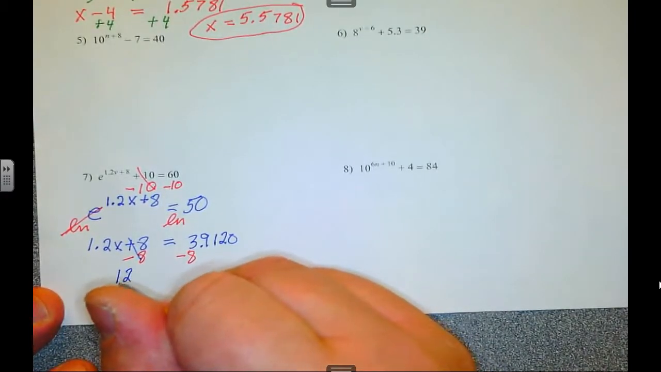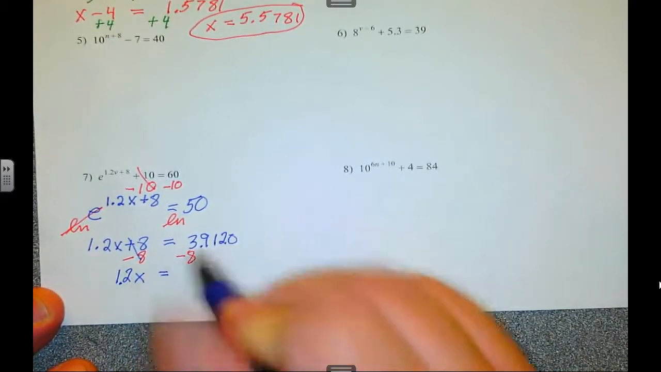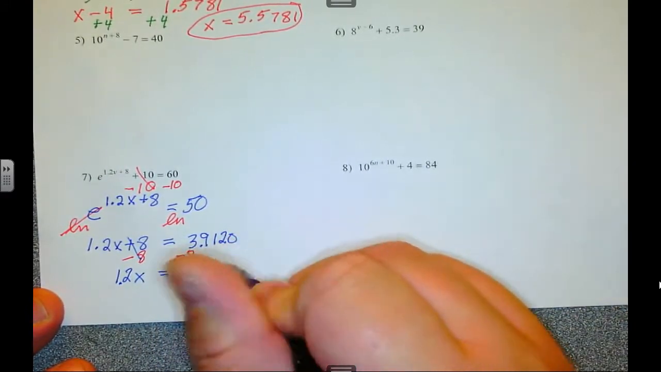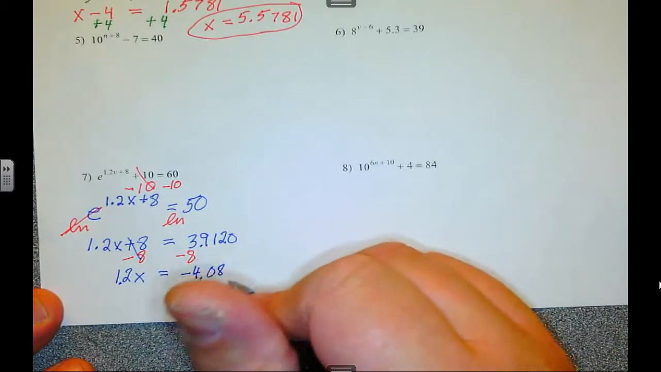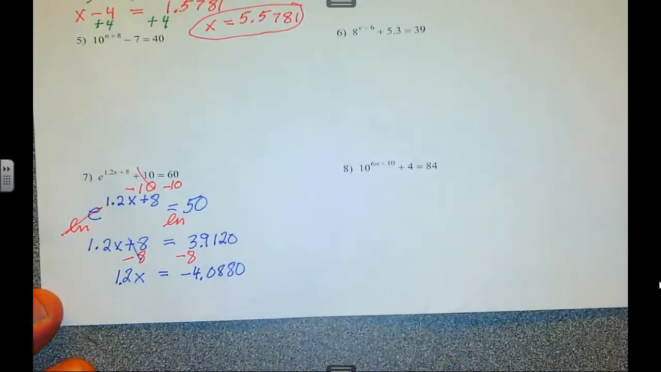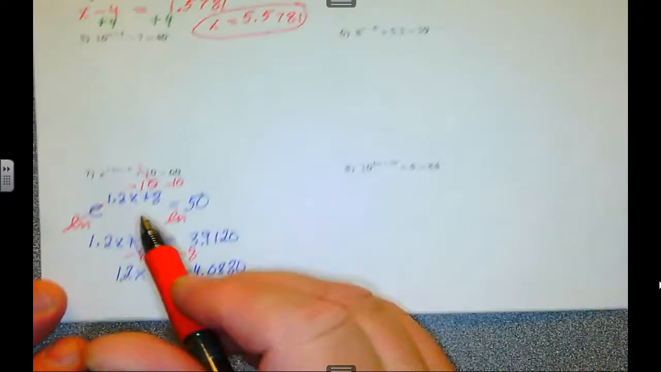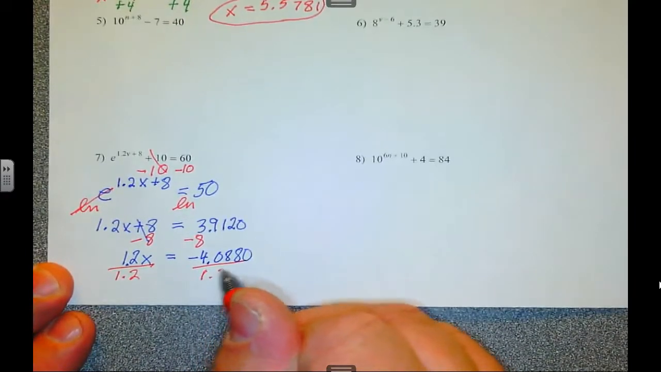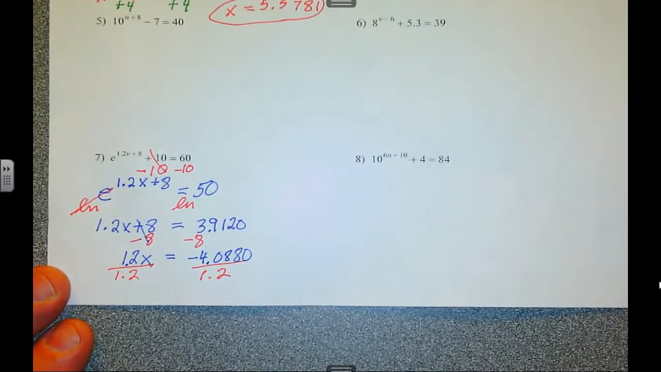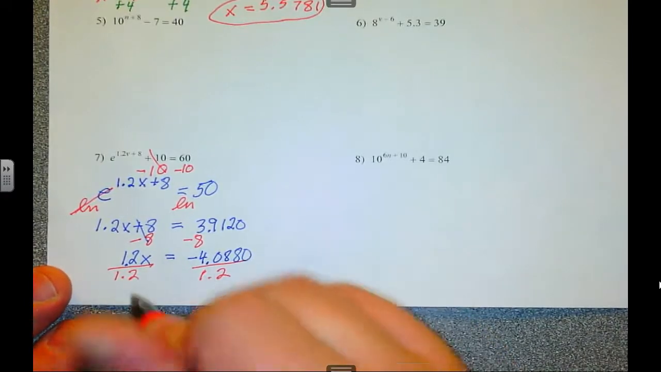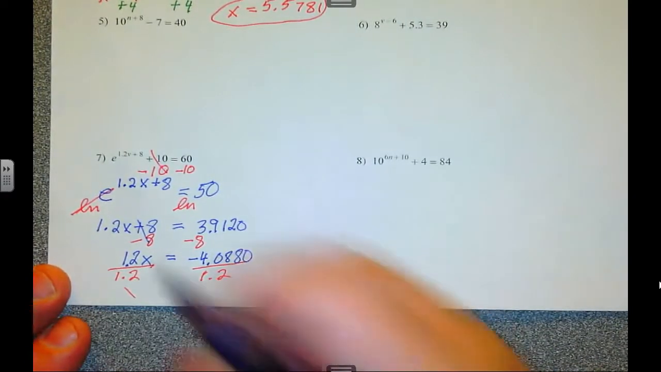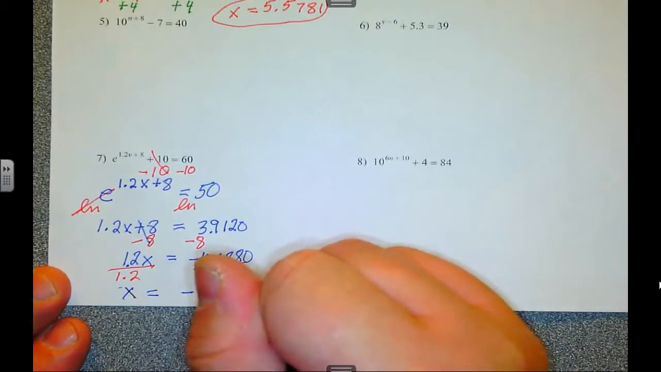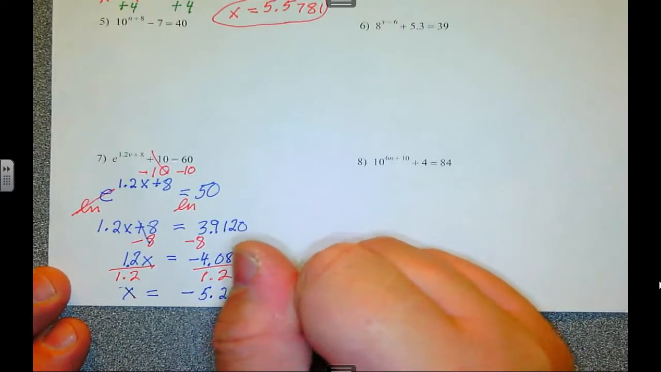So 1.2x equals negative 4.087, or actually 4.088, round up. Divide by 1.2. And I get x equals negative 5.288.